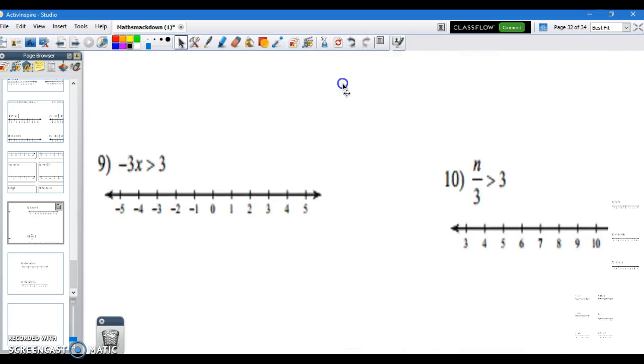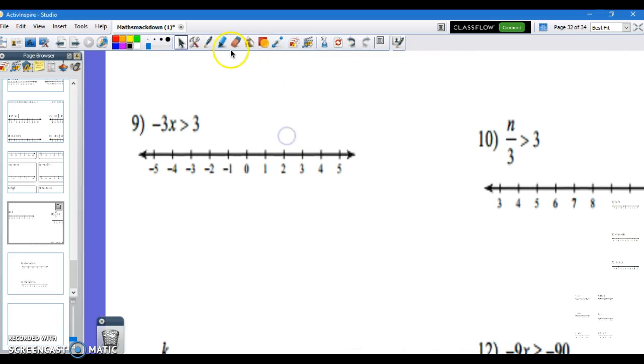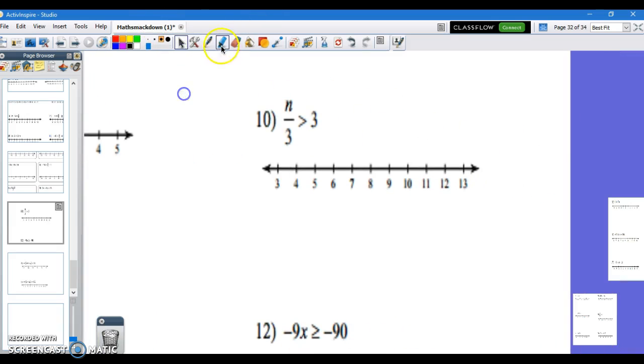Okay, so let me go ahead and do, actually, let me do number 10 first. Okay, so remember, this is division, so I will multiply by 3 to get n by itself. Long story short, this will cancel out, leaving you with just n. And 3 times 3 is 9. Okay? So I circle my 9, and it's not going to be circled in.